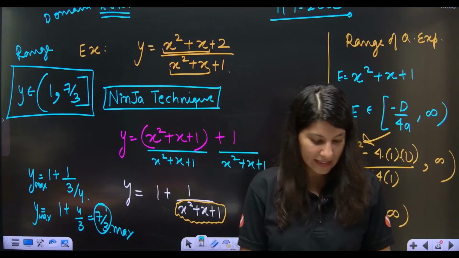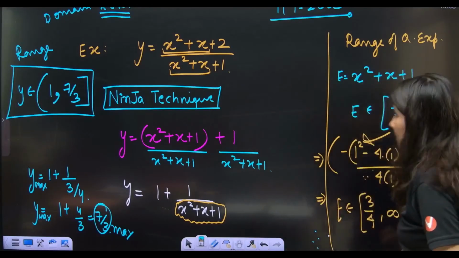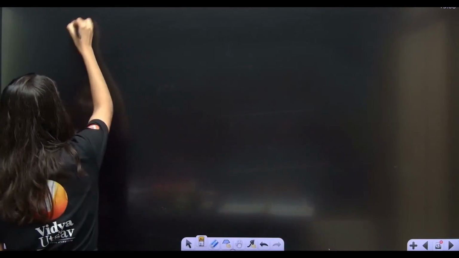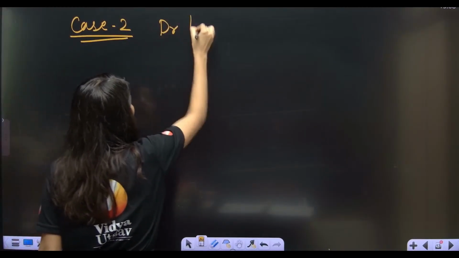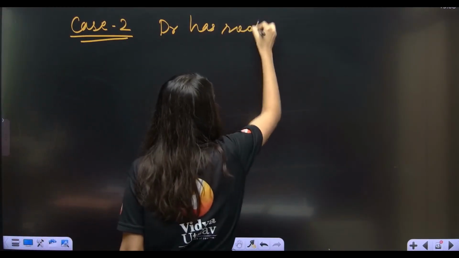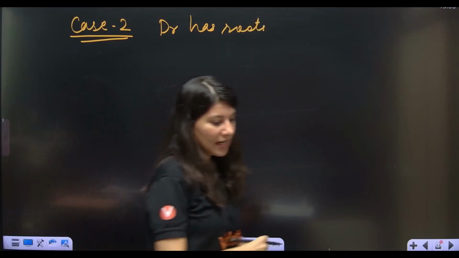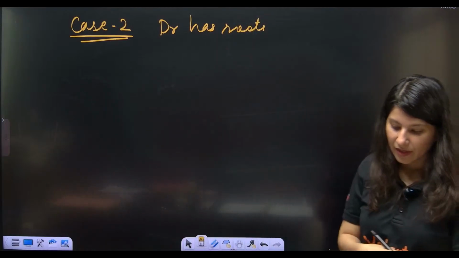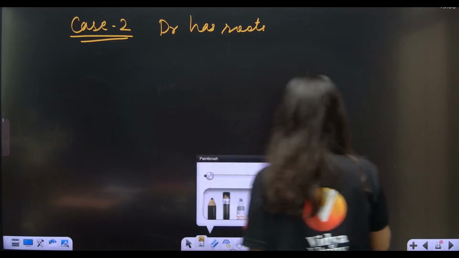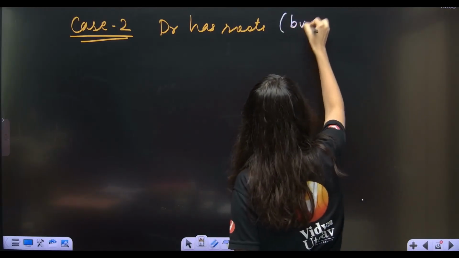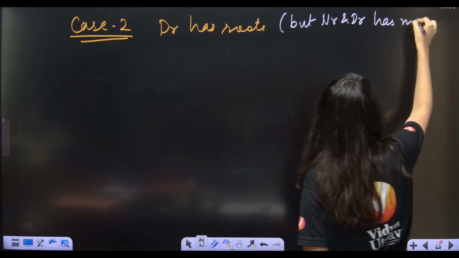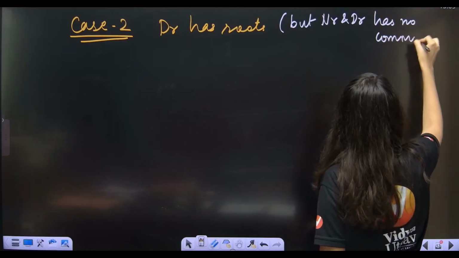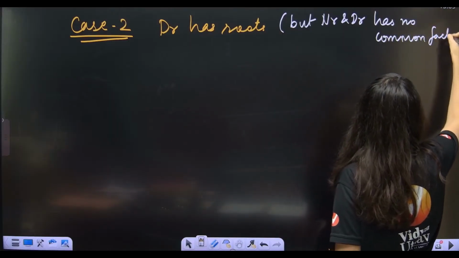Everybody? Yes? Now let's talk about case number 2. We did case number 1. Now case number 2: when the denominator has roots. Case 2: denominator has roots, but numerator and denominator have no common factors.